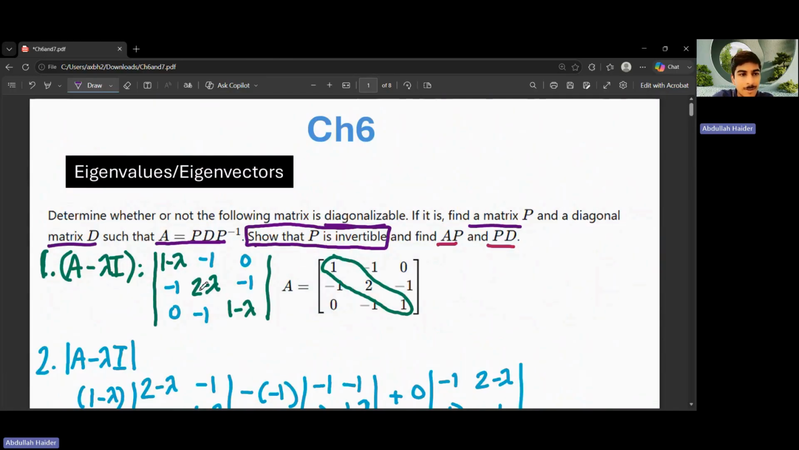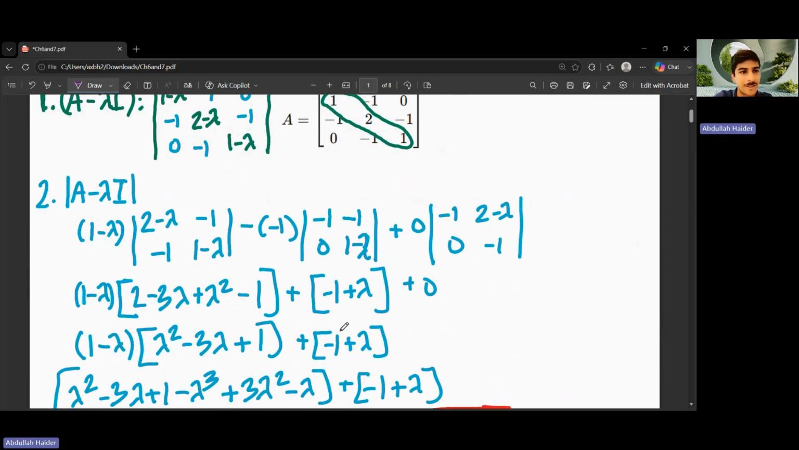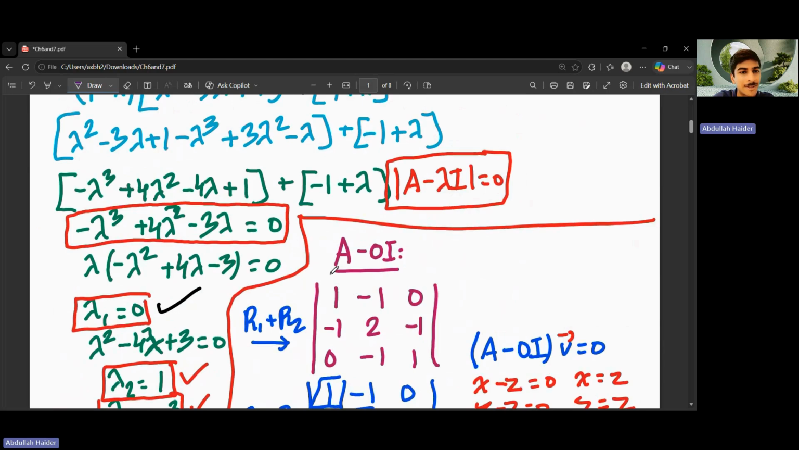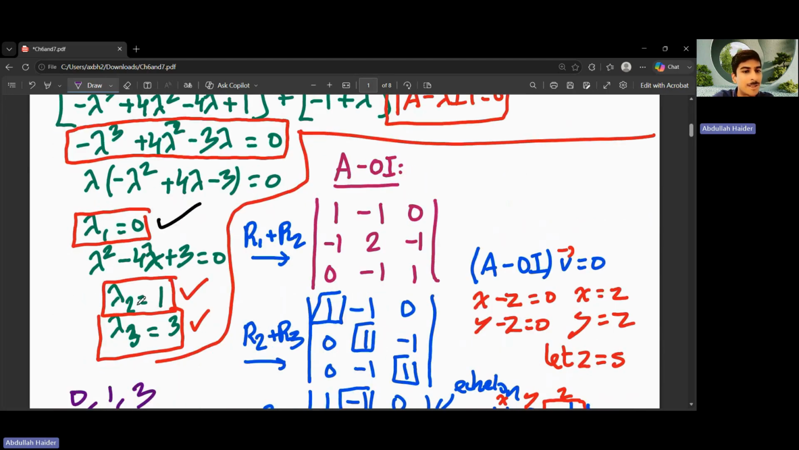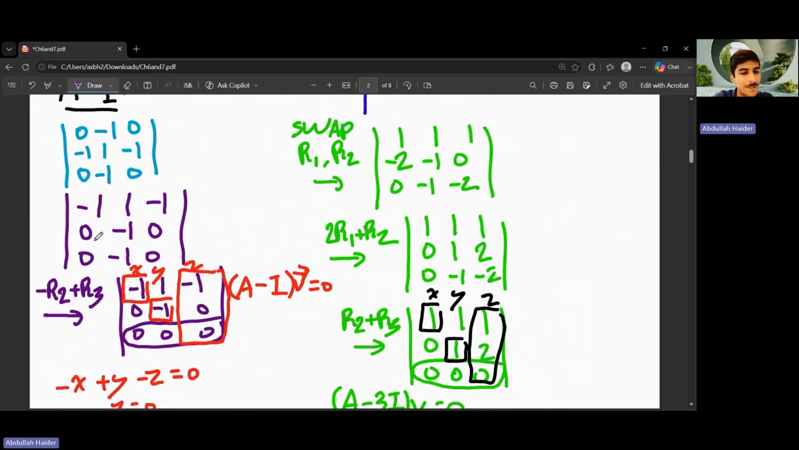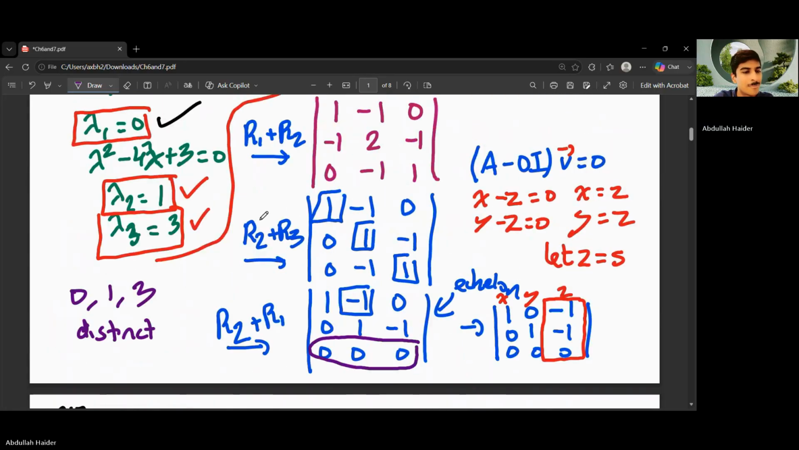A very quick summary. First step is A minus lambda I. You subtract the main diagonal by lambda. You find the determinant of A minus lambda I. You find this characteristic equation. You find lambda 1, lambda 2, lambda 3. These are distinct, which means in the row reduction, you'll get at least one row of all zeros, so basically 0, 0, 0.